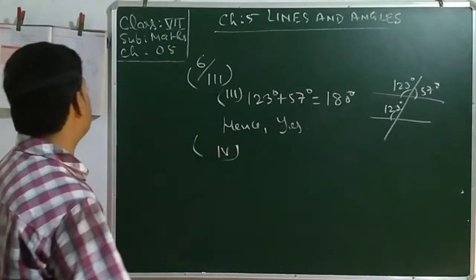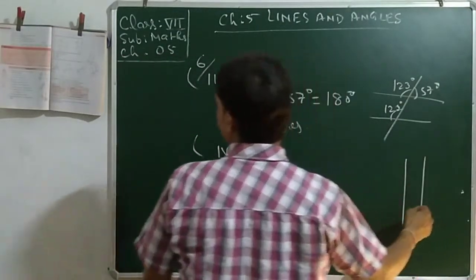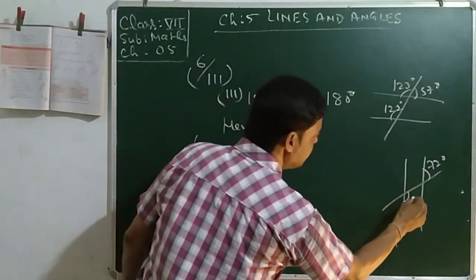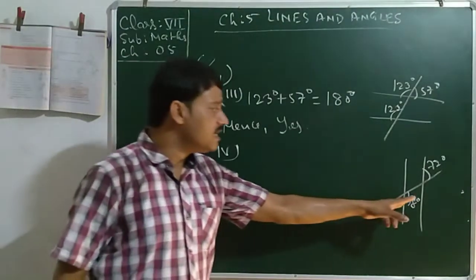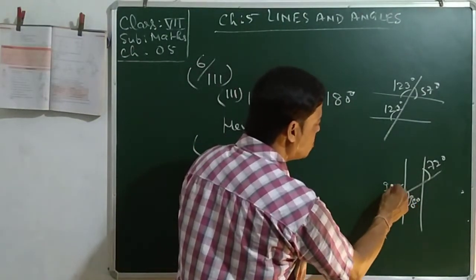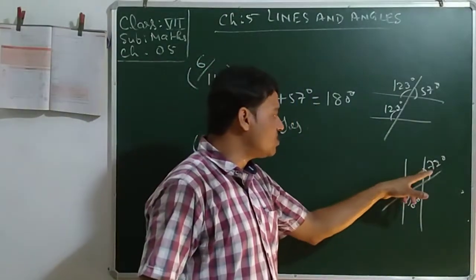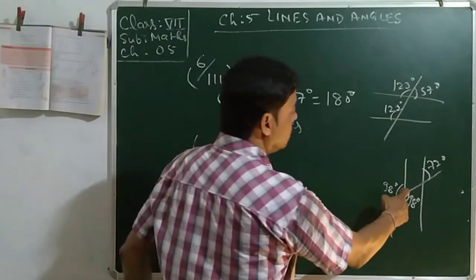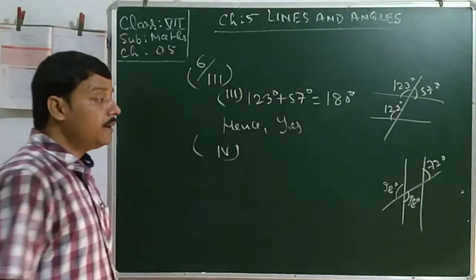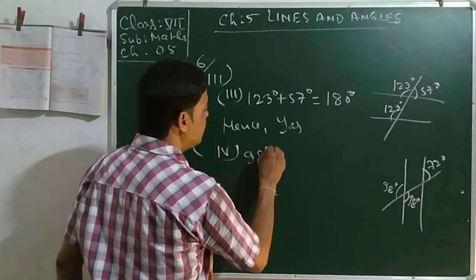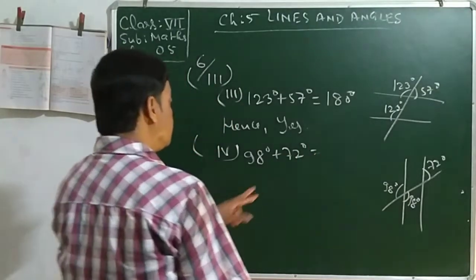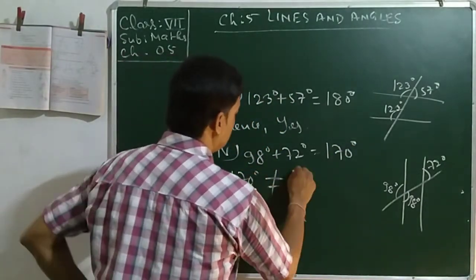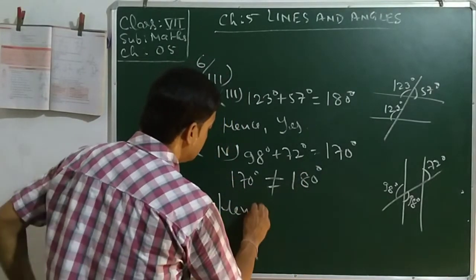And the last case, here also. See, the transversal looks like this. This angle is 72 degrees and this angle is given as 98 degrees. When this angle is 98 degrees, then of course the vertically opposite angle will also be 98 degrees. Once you got this angle to be 98 degrees, as I had explained, the sum of these two angles must be 180 degrees. Let me check. 98 degrees plus 72 degrees. What do you get? 170 degrees. And 170 degrees is not equal to 180 degrees. So we will write here hence no.